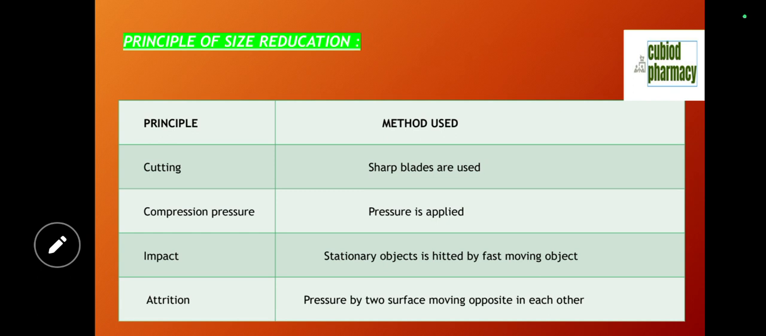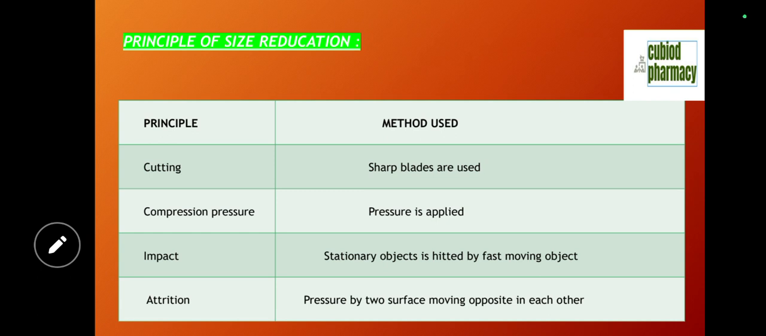Examples of equipment that use these principles: rotor cutter mill, roller mill, ball mill, hammer mill, fluid energy mill, colloid mill, edge runner mill, and end runner mill. They all follow these principles.